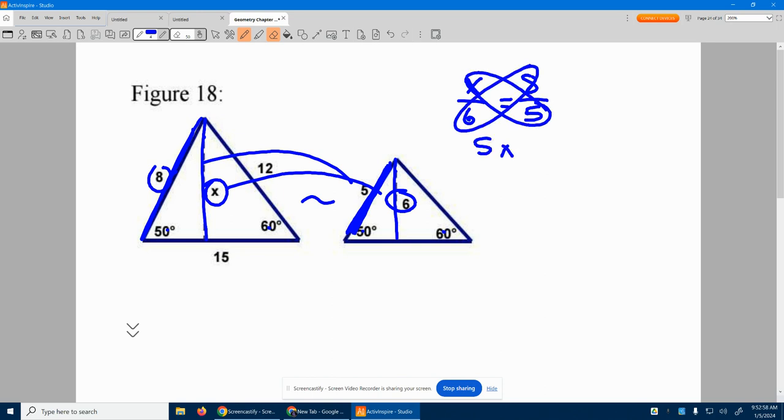5x equals 8 times 6. 8 times 6 is 48. We divide by 5. 5 goes into 48 9 times, because 9 times 5 is 45 with 3 left over. Add a 5, which is 9.6 for our altitude here on figure 18.